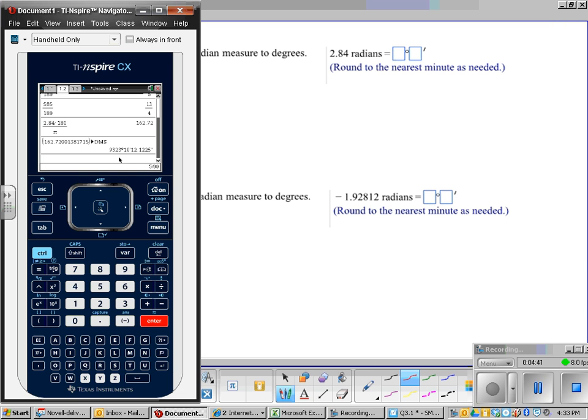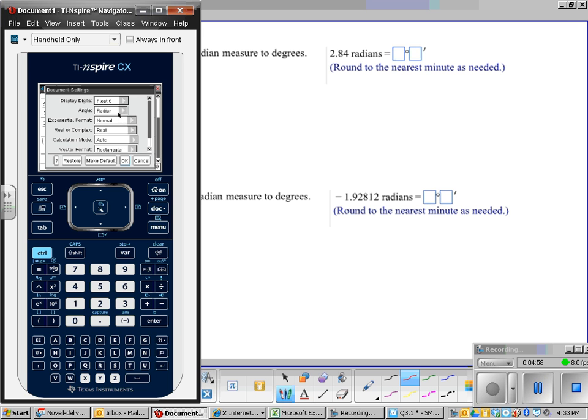If you get an answer that's really wild like this, that means your calculator is in radian mode. So if you hover over the settings, you can see you're in radian mode. We need to change that setting. One thing that you can do is click on that settings button, go to document settings here, and change this to degree.